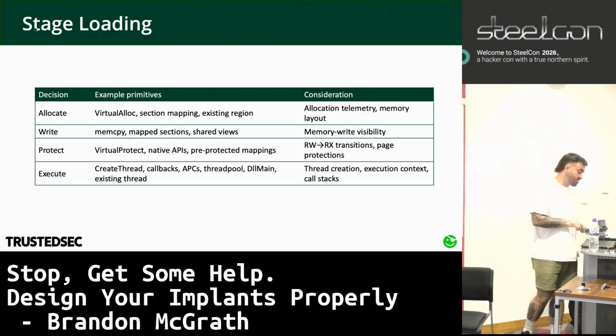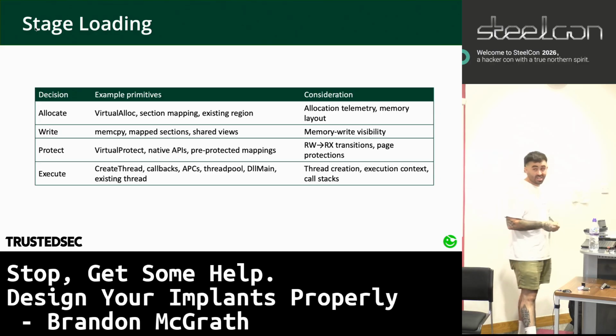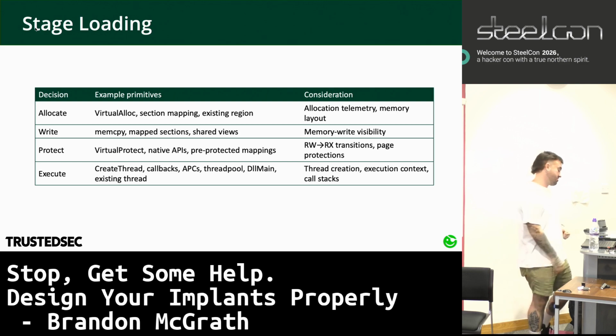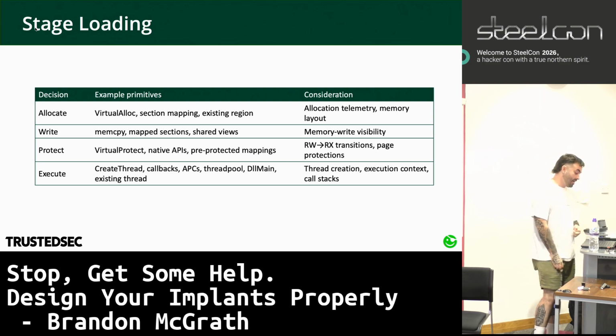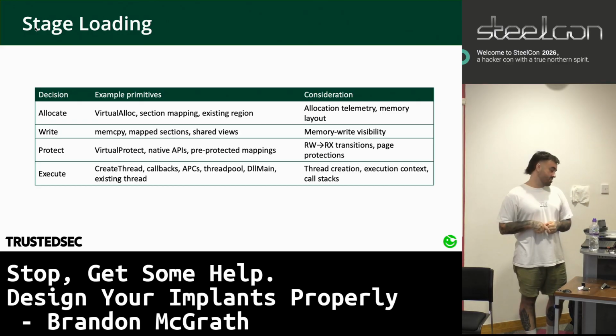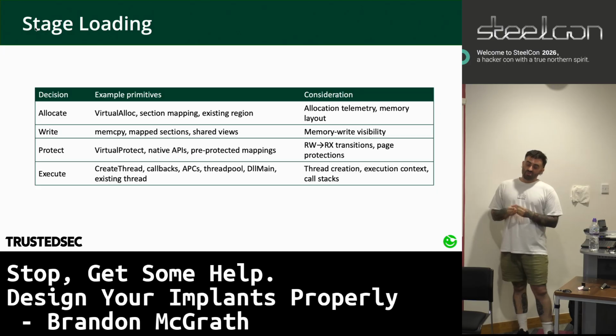So CreateThread, callbacks, APCs, thread pools. You can just use DllMain. You can hijack an existing thread. You can change the address of entry on different DLLs, all sorts of random stuff you can do there. But they are going to have all their own telemetry, right? And it's kind of hard to talk about that because depending on which one you want to go for, there's going to be different considerations.